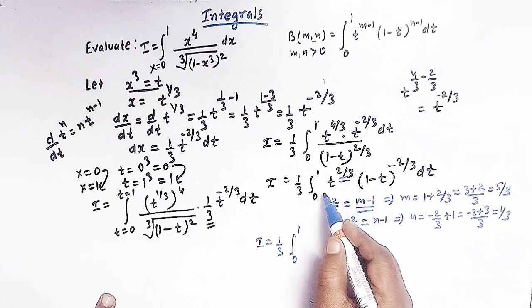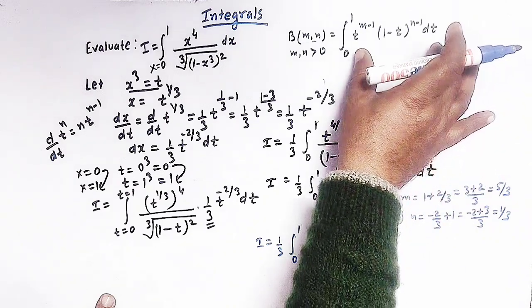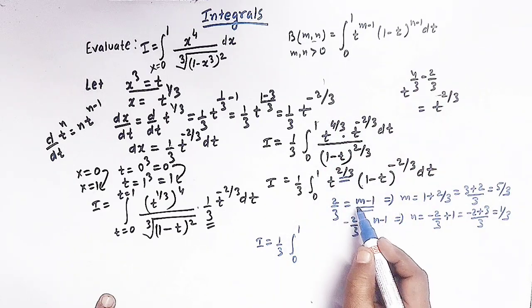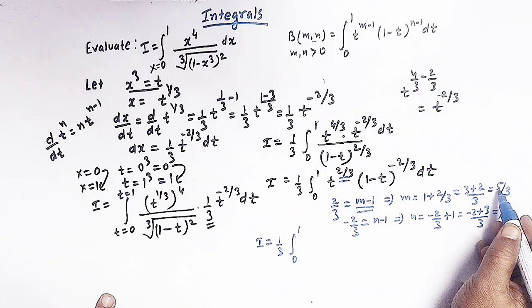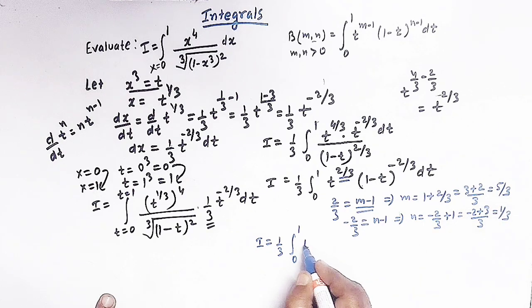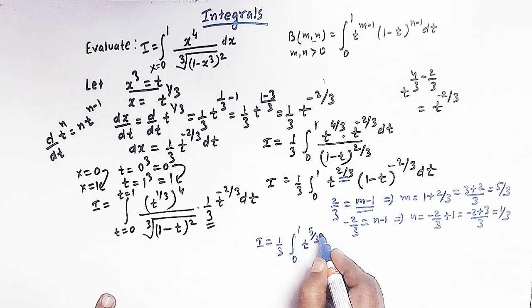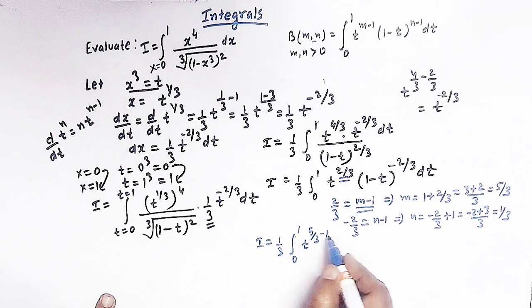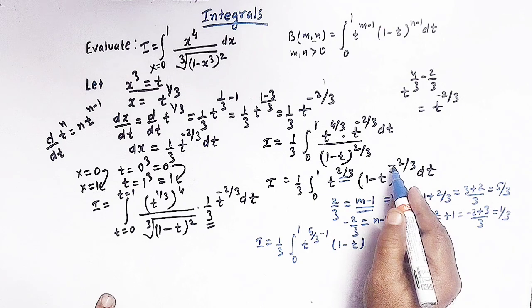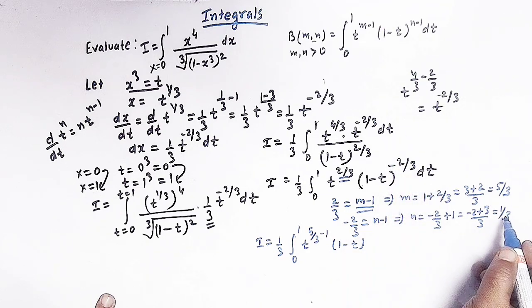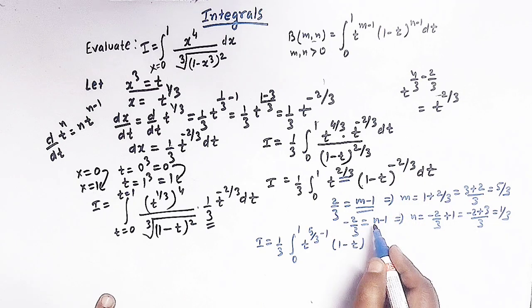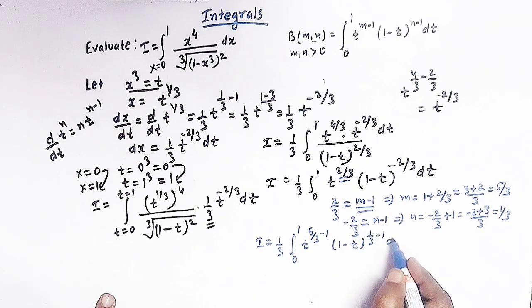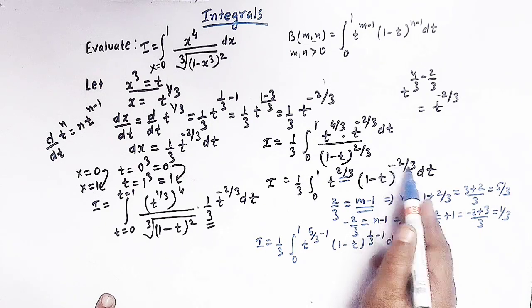Because we want to convert this integral into this form. So 2 over 3 is equal to m minus 1, and m is 5 over 3. So we can now write t raised to 5 over 3 minus 1, because 5 over 3 minus 1 is again 2 over 3. And then we have 1 minus t raised to minus 2 over 3, and n is 1 over 3, so minus 2 over 3 is 1 over 3 minus 1, and here we have dt, and 1 over 3 minus 1 is minus 2 over 3.